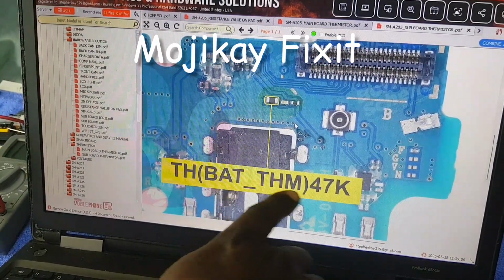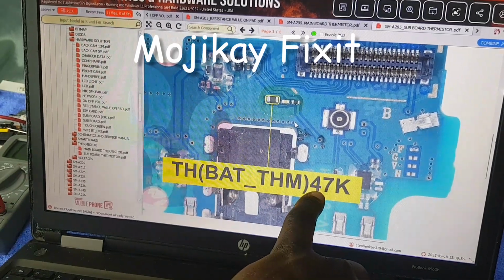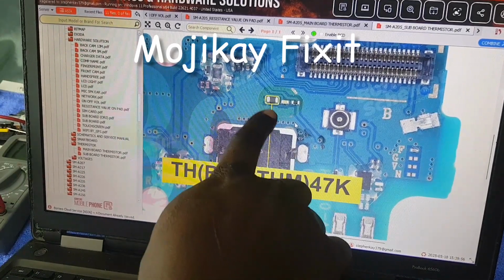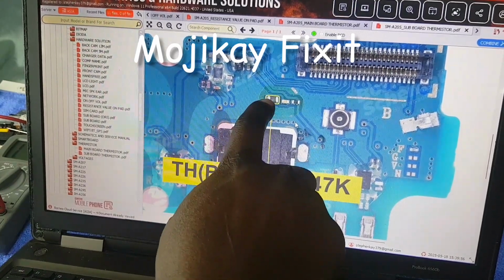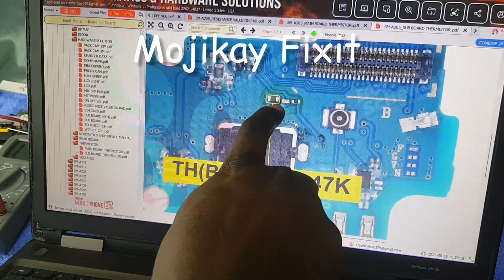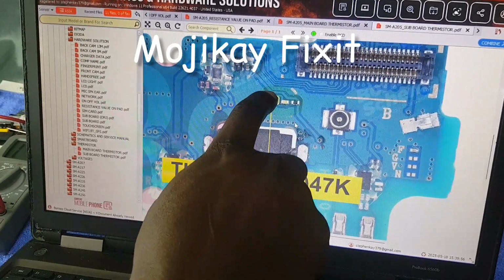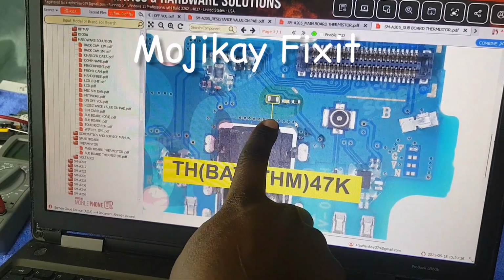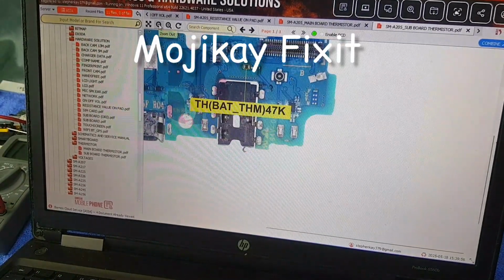The value of this one is 47K. If it gives you 20K, the resistance of this resistor is bad. That means you need to replace this. Or if you read this and it's not giving you any reading at all. This thermistor is always on the thermal line. We call it the thermal line. Hope you guys are getting what I'm saying.